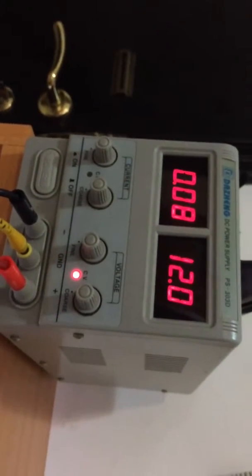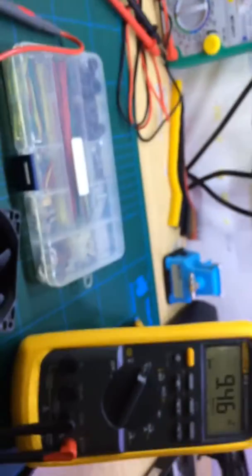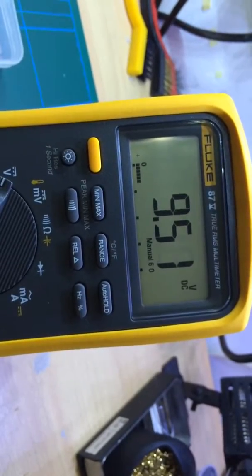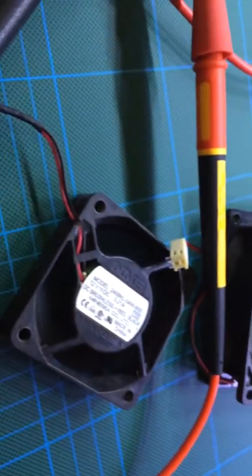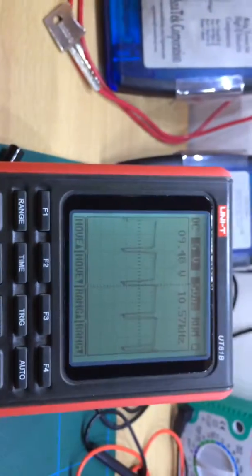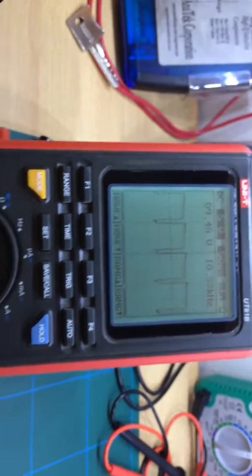I have connected power from my power supply, 12 volt here, but as you can see on my multimeter, I have supplied only 9.6 volt to the fan. It is connected to the output of the fan unit, and as you can see here, there's a 9.4 something voltage here also, and there's a pulse modulation.